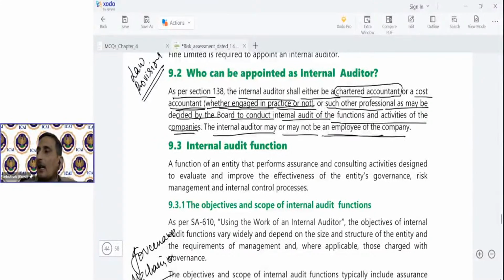And the internal auditor can be a chartered accountant, he can be a cost accountant, or he can be any other professional as may be decided by the board of directors to conduct internal audit of the functions and activities of the company. So the internal auditor may or may not be an employee of the company. This point is very important. It is not necessary that the internal auditor is an employee of the company. Okay. So clear to you guys?